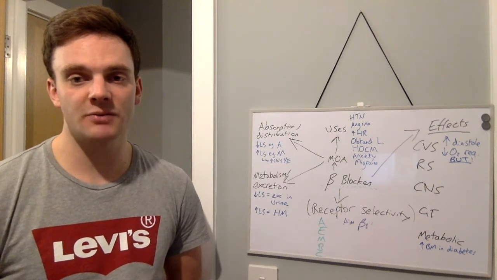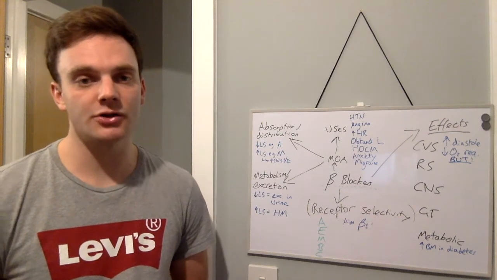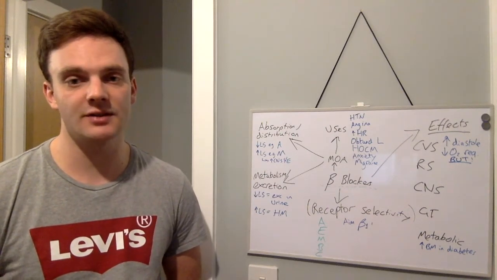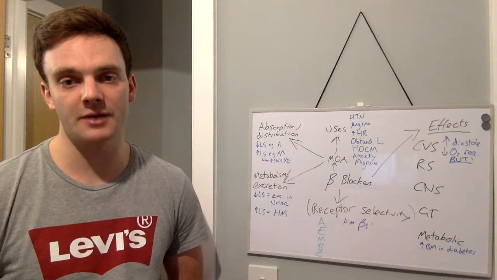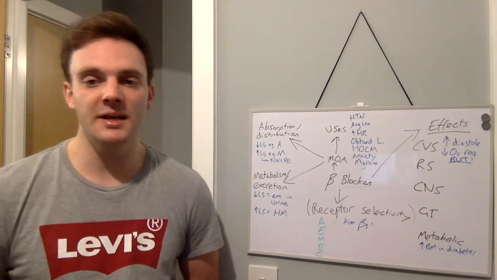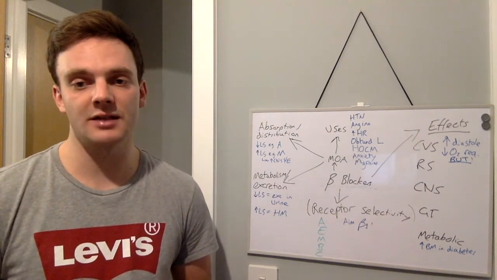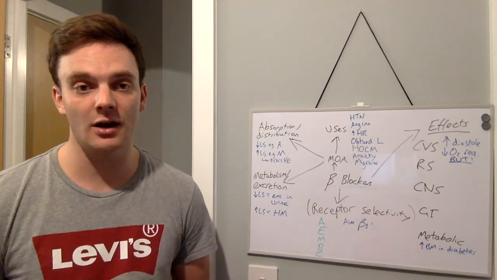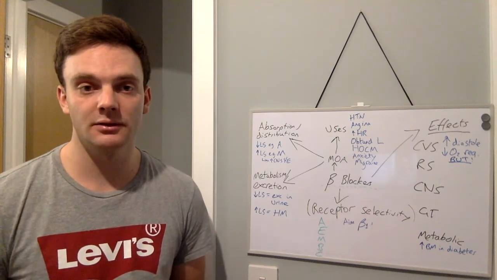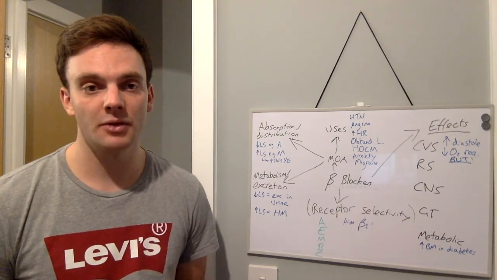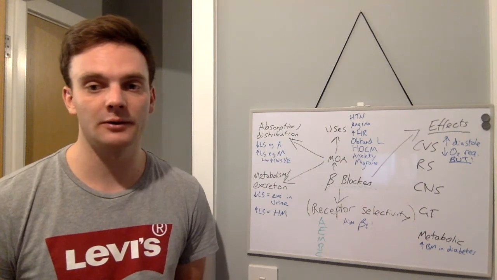So as we discussed before, with beta blockers we are aiming for receptor selectivity of the beta 1 receptor. And beta blockers with known receptor selectivity for this receptor include atenolol, esmolol, metoprolol, bisoprolol, and carvedilol.